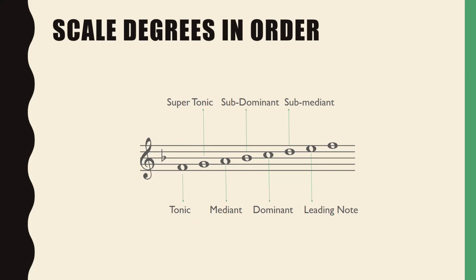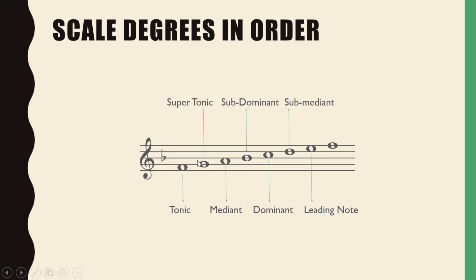So let's put these all in a row so that you can see them one by one. There's the tonic. Five notes above the tonic is the dominant. Five notes below the tonic is the subdominant. But if we put it in a row like this, you'll see that the subdominant is the fourth note of the scale. A third above the tonic is called the mediant. A third below the tonic is called the submediant.